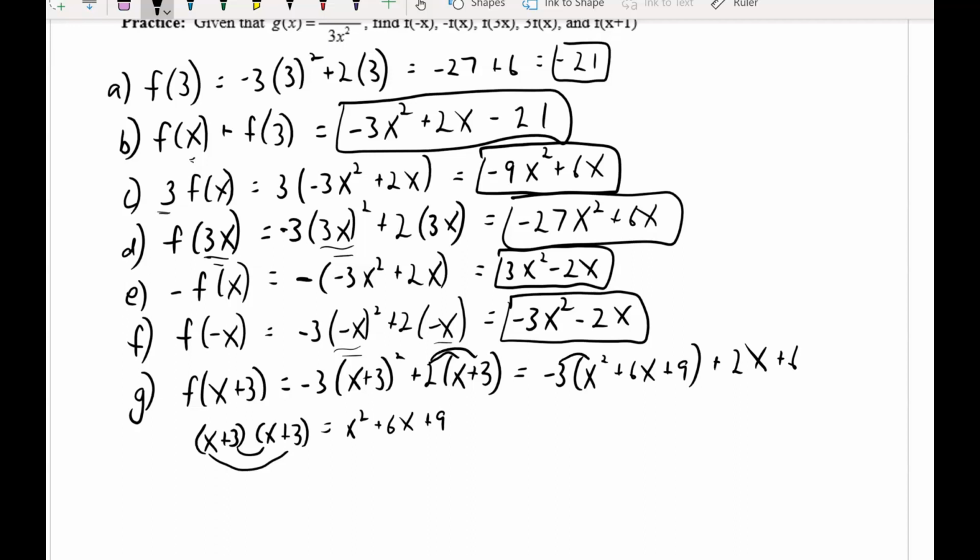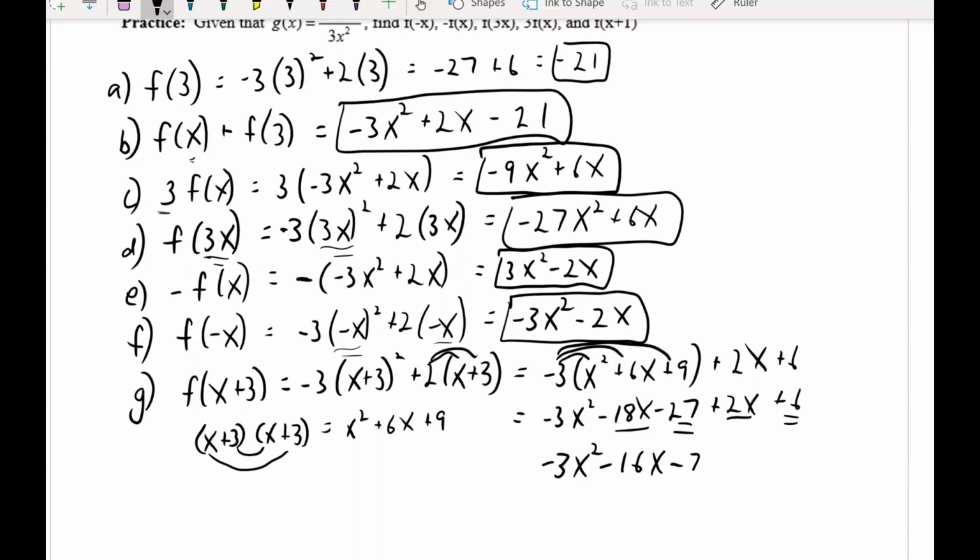We still have to distribute here, here, and here. So this is going to be negative 3x squared minus 18x minus 27 plus 2x plus 6, just carrying those last two terms down. And now, last step is we can still combine like terms here. These are like terms, and these are like terms. There's nothing to match up with the negative 3x squared, so we just carry that down. Combine negative 18x plus 2x, that's minus 16x. Combine negative 27 and 6, and that's minus 21.